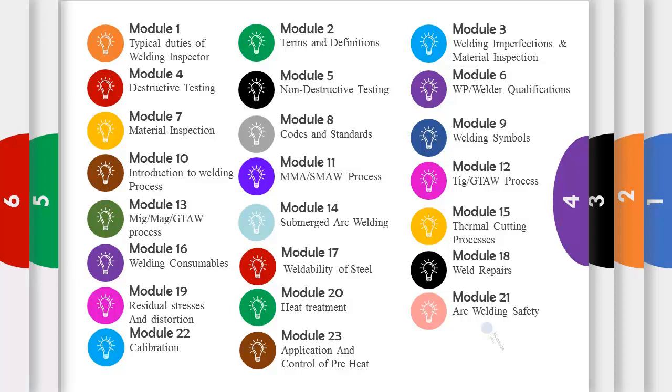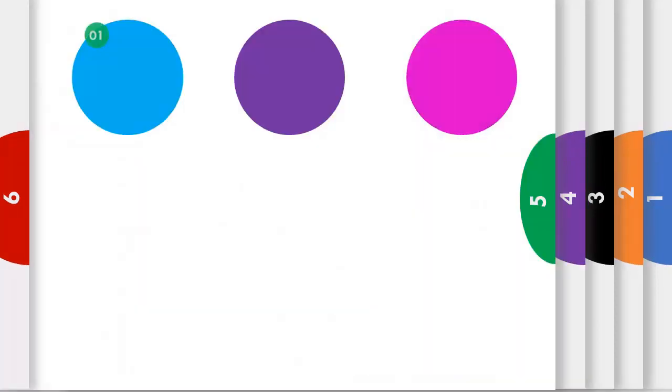The 24th and last module of this course is gauges, and in this module we will discuss the different gauges which we use for welding inspection. So this is an outline of our CSWIP 3.1 complete course. We will cover all these modules step by step. Let's proceed to the next slide.